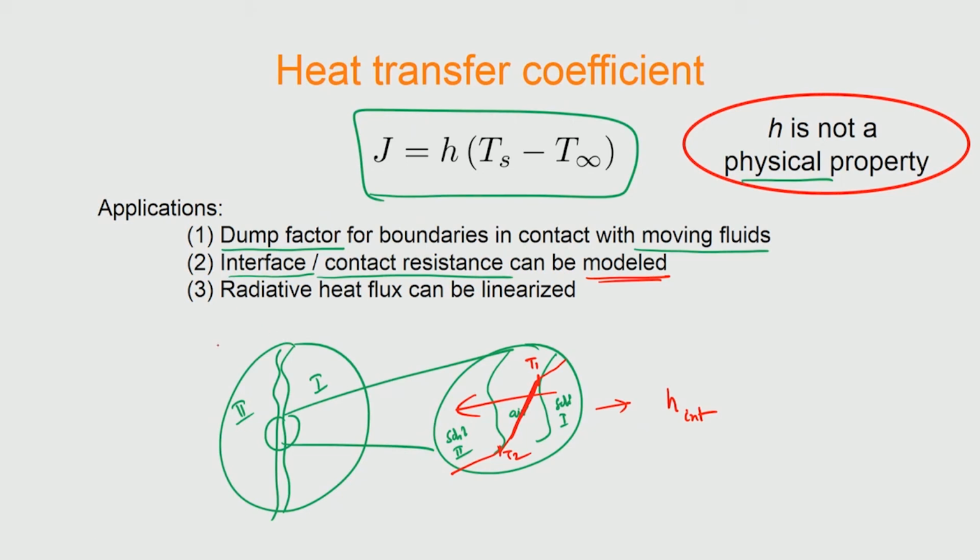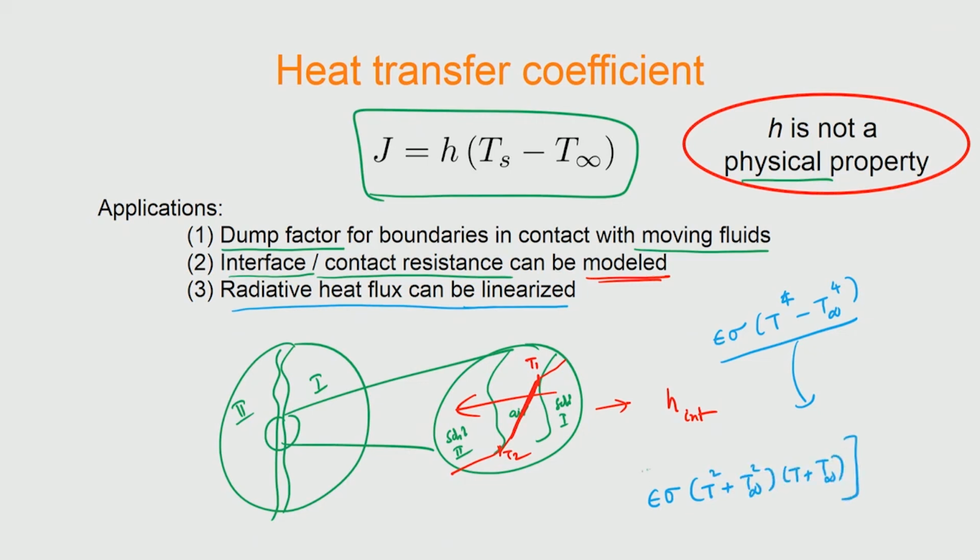You also can use this concept to do what is called linearization. So, in radiative heat flux you can also use it for linearization. So, you could look at this, for example, epsilon into sigma into T raised to the power of 4 minus T infinity raised to the power of 4. Now, this is a fourth power law, and if you want to then convert it into a linearized equation, you could write it in this manner: T square plus T infinity square into T plus T infinity and then T minus T infinity.